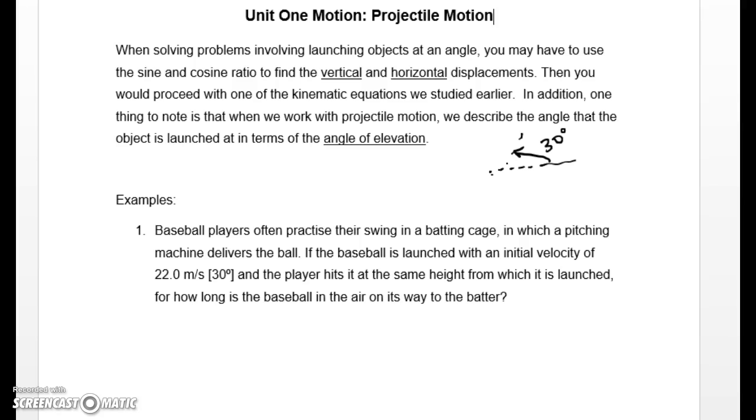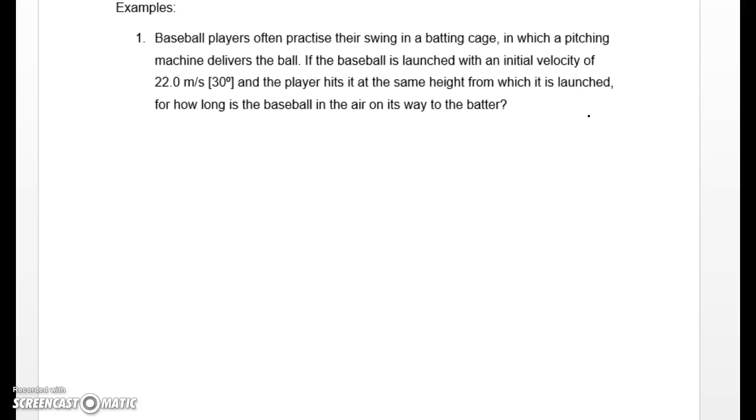So here we're going to be looking at example number 1 from the objects launched at an angle section in your notes. Baseball players often practice their swing in a batting cage in which a pitching machine delivers the ball. If the baseball is launched with an initial velocity of 22.0 meters per second with a 30-degree angle, and the player hits it at the same height from which it was launched, how long is the baseball in the air for on its way to the batter?